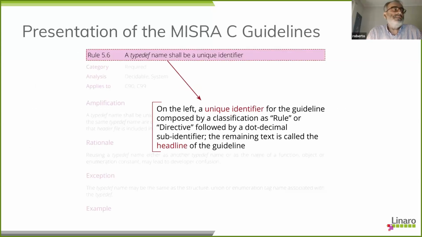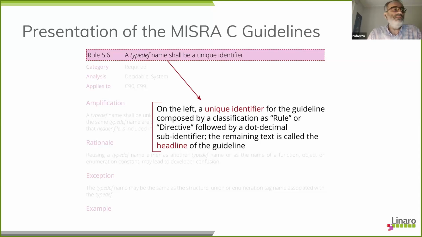So what is MISRA C? It's a collection of guidelines. There are now more than 200 guidelines, and they are presented in a book. I will very quickly give you a flavor of how a rule presentation is done. A guideline has a unique identifier, like rule 5.6. Some are called rules, some others are called directives. There is a difference, but I will not go into it today. And there is a so-called headline, a short summary of the guideline. The biggest mistake you can make is to think that if you read the headline, you have understood the rule. This is not true. It's just a reminder of what the rule is about.